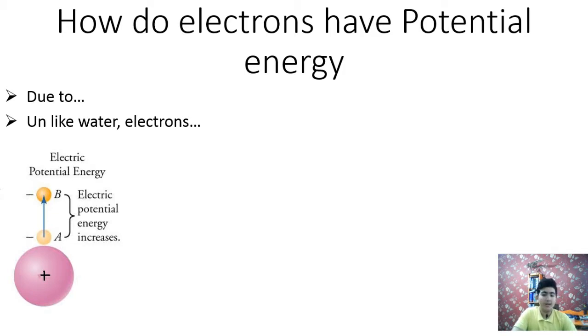Unlike a continuous flow of water, changes in the potential energy of electrons can occur only in steps of fixed amount. So for example, we want to go from point A to point B.